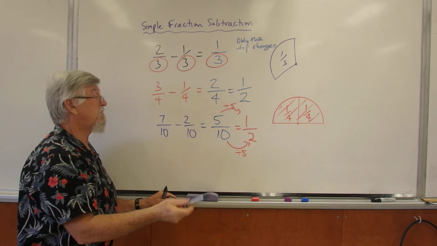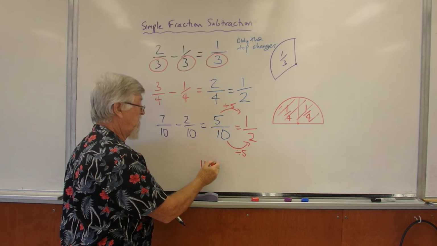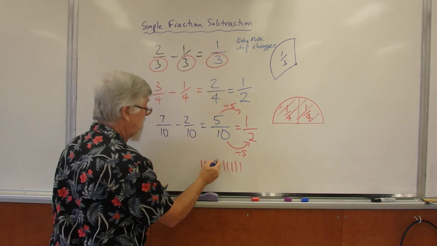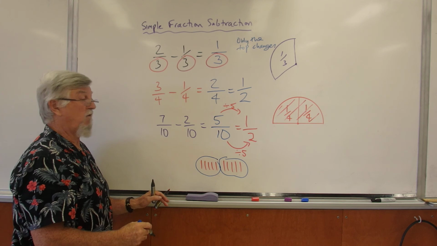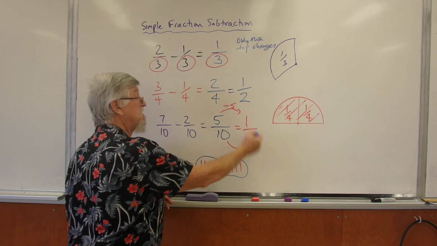For those who are not comfortable with their times tables: 1, 2, 3, 4, 5, 6, 7, 8, 9, 10. So there's 1 lot of 5, and there's 2 lots of 5. So 10 divided by 5, how many times does it go in? There's 2 bunches, so there's your half.